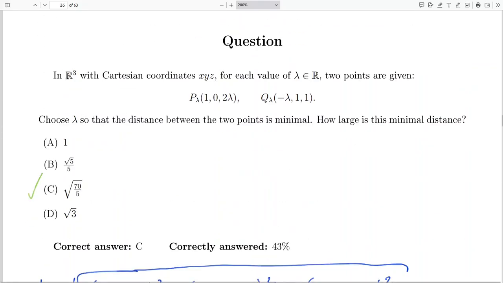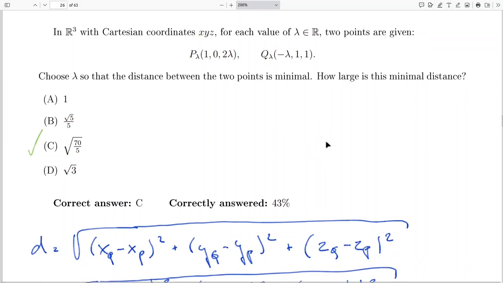So the question: in R^3 with Cartesian coordinates xyz, for each value of lambda element of R, 2 points are given. P(lambda) is (1, 0, 2 lambda), and Q(lambda) is (-lambda, 1, 1). Choose lambda so that the distance between the 2 points is minimal. How large is this minimal distance? And then you get 4 values.